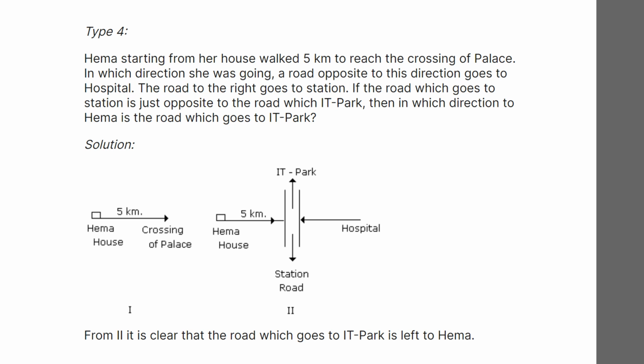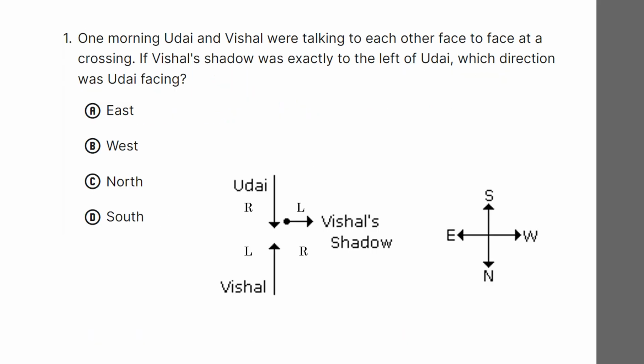So now it indicates that if one is on the right side, the other side is the left. IT Park is on the left side of Hema. So this is how we have a fourth type of question. Now we'll solve some more examples.